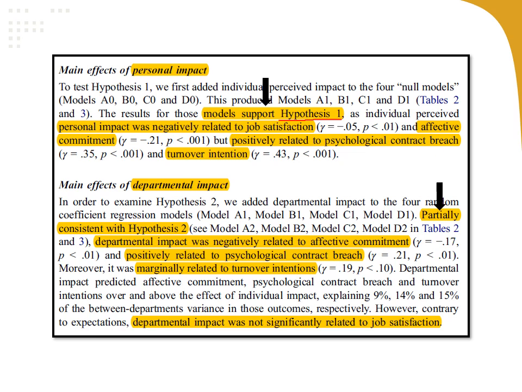When we looked in table 2, right, you saw that, tables 2 and 3. Departmental impact was negatively related to affective commitment, positively related to psychological contract breach, and marginally related to turnover intentions. I don't usually report marginal significance. That 0.10 is just too high. And then remember, departmental impact was not significantly related to job satisfaction. So now I suggest you take a stab at explaining this in your own words before you look at the next slide. This will give you good practice for summarizing research in the future.